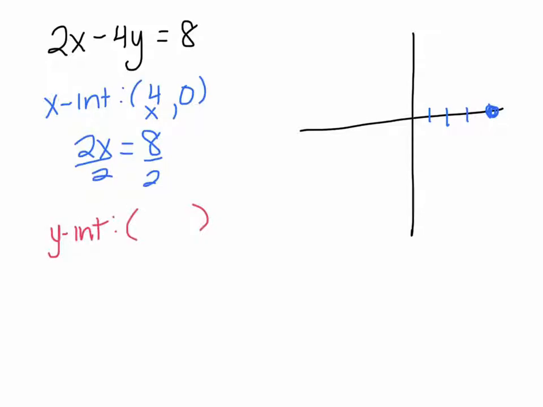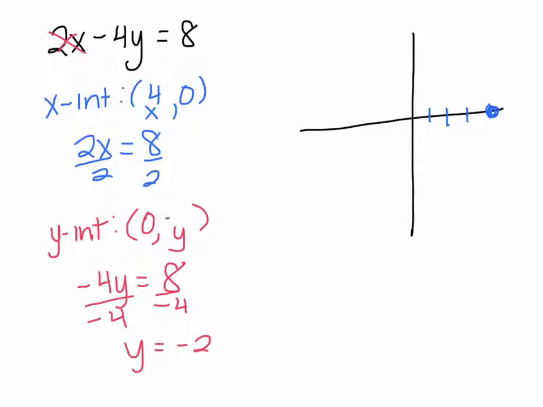That happens when I plug in a 0 for x and find a number for y. So I can get rid of the x term this time, and I have negative 4y equals 8. Divide by negative 4, and y equals negative 2. So down 1, down 2. Now I can draw my graph.